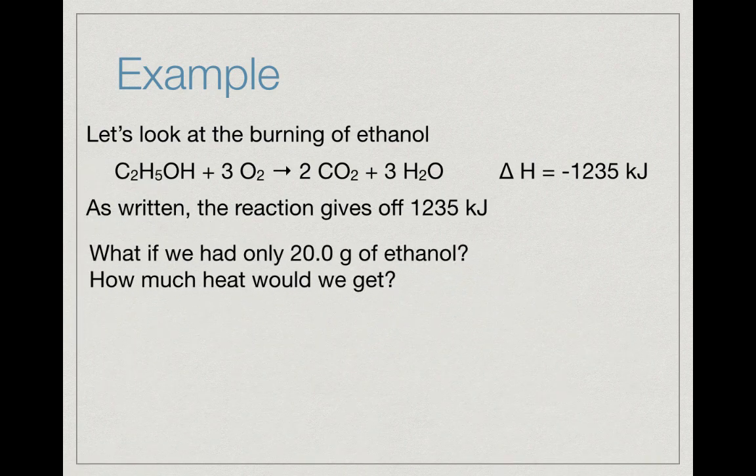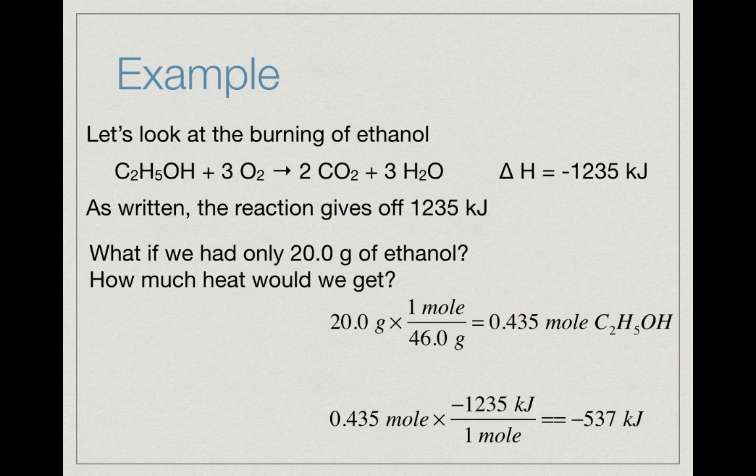That's far from a mole of ethanol. How much heat would we get? Well, we can calculate that just by calculating the number of moles of ethanol. So 20 grams of ethanol with a 46 gram per mole molar mass of ethanol means that I have less than half a mole of ethanol. I have 0.435 moles of C2H5OH.